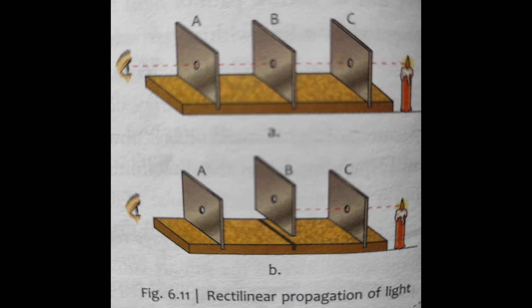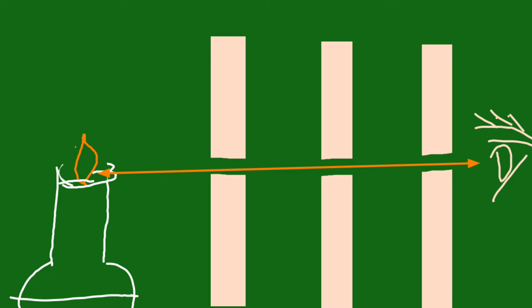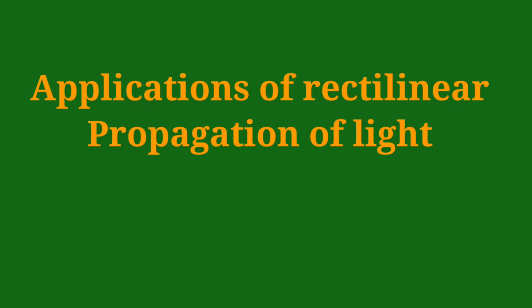Now look at the holes of the cardboard A. You can see the candle flame clearly through the hole. Now displace cardboard B. If you displace it and then look through the hole in cardboard A, you won't be able to see the flame. This is what I have drawn to show you the experiment. That means if one cardboard is a little displaced from the straight line, then you won't be able to see the ray of the light.